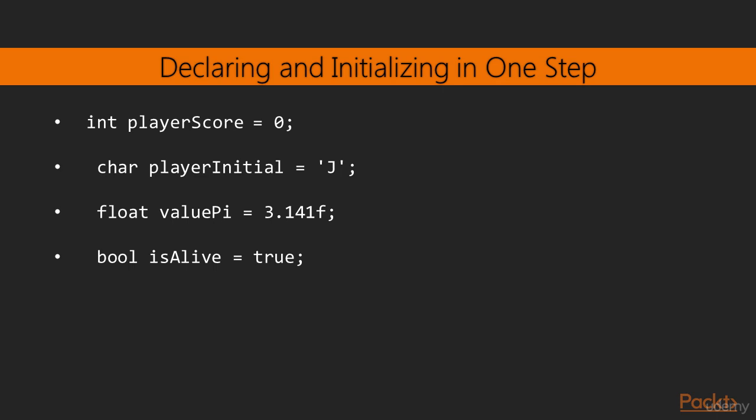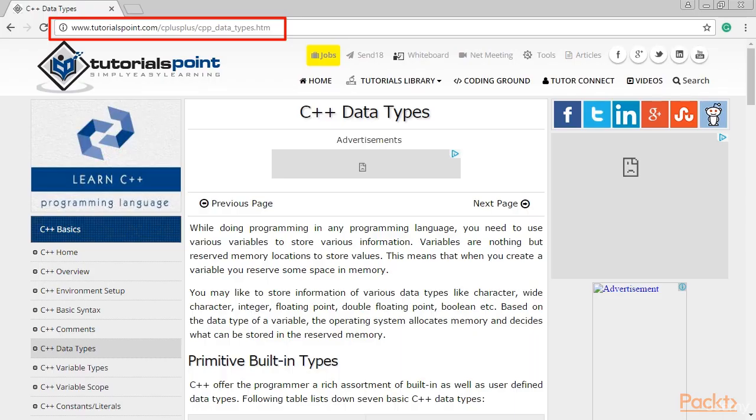Declaring and initializing in one step. When it suits us, we can combine the declaration and initialization steps into one. We just have to write the type before the variable. If you want to see a complete list of C++ types, then check this web page. You get to know more about C++ data types.